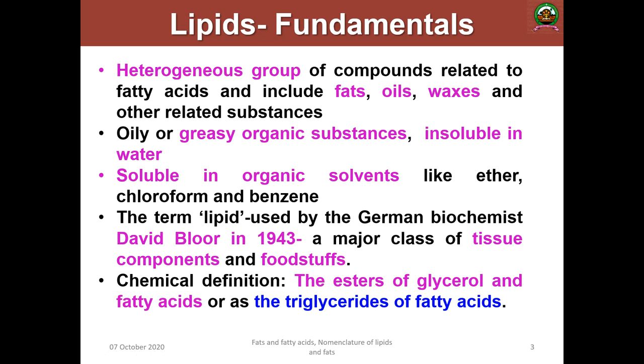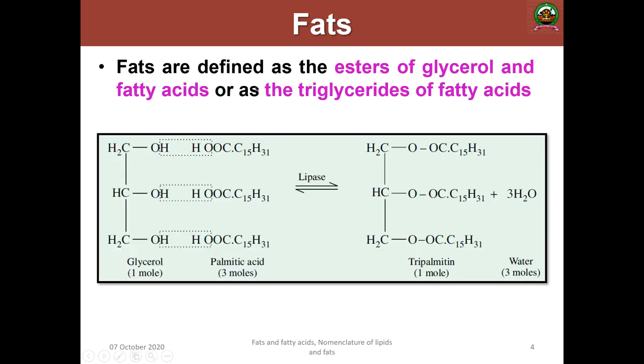The chemical definition of lipids is that they are the esters of glycerol and fatty acids, otherwise known as triglycerides, consisting of glycerol and fatty acids. Fats may be defined as the esters of glycerol and fatty acids, or triglycerides. Here you have a glycerol moiety, CH2OH, CHOH and CH2OH, and you have three fatty acids, C15H31COOH, that is palmitic acid, one of the important fatty acids, and there are three fatty acids. Then what will happen?